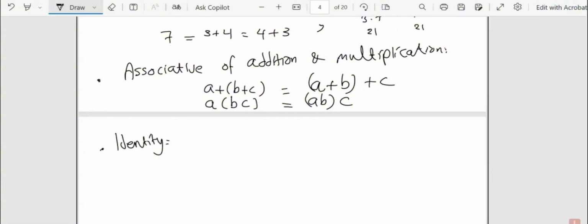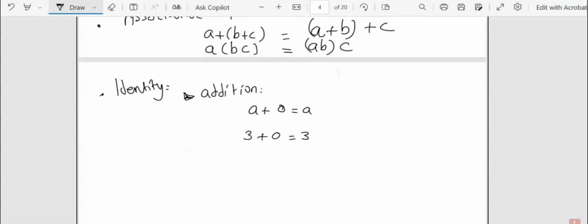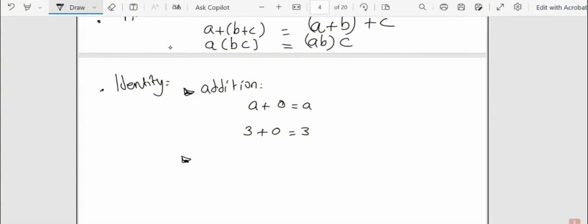Okay, also the identity. Both addition and multiplication have an identity. In addition we have 0: a plus 0 equals a, because for any number, let's say 3 plus 0 would give me 3. And the identity means the element that does not change the value of the number, whether it is addition or multiplication.